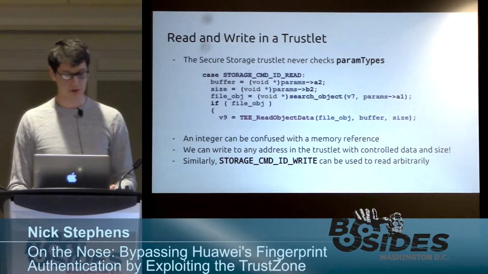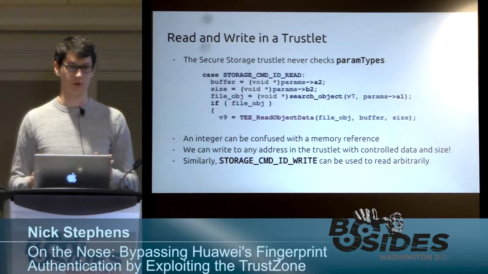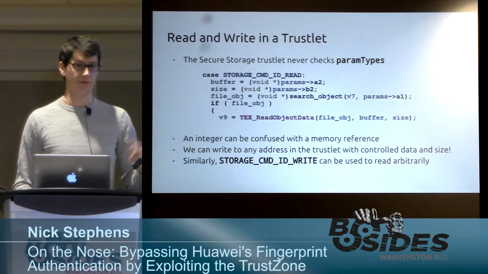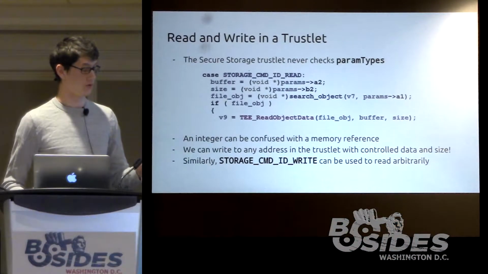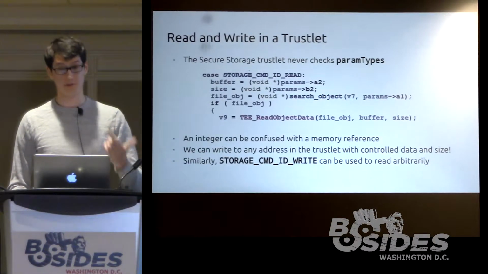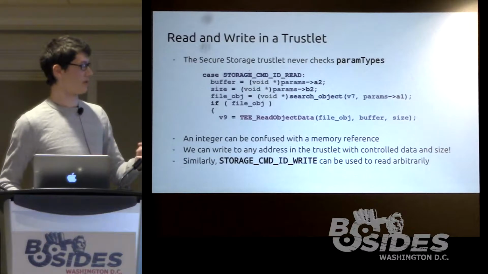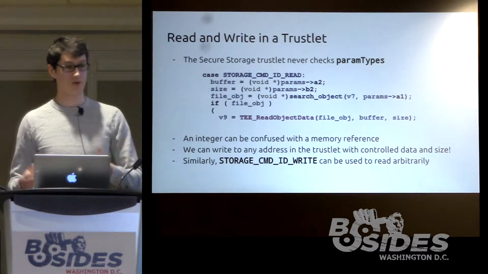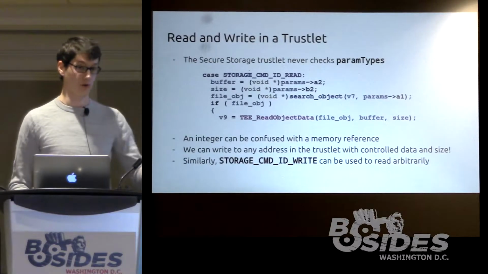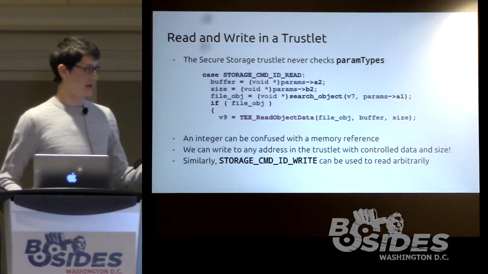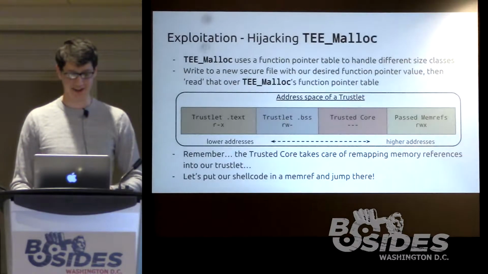So what we're going to do is write to a fake secure file, and we're going to write the value into that file that we want to actually do the memory write on. Then when we want to write that value into the memory of the Trustlet, we're going to read from that file, and the value that is read out will be written to an arbitrary address inside the Trustlet. And that will get us code execution, and I'll show you how.